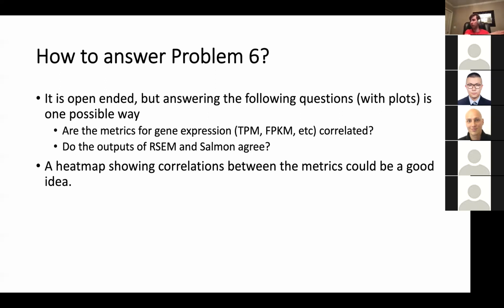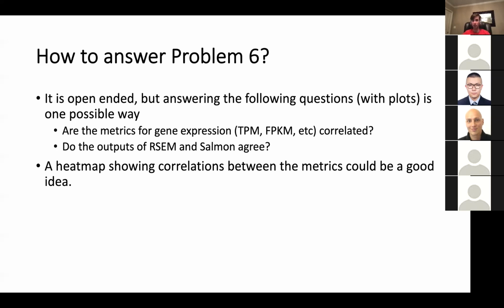You could ask how across all genes or across all transcripts that we got from Salmon or from RSEM, TPM and FPKM are correlated. Also, we could ask which one should I use, RSEM or Salmon? So you could compute the correlation between the TPM from RSEM and the TPM from Salmon to see if these algorithms are really producing the same results.